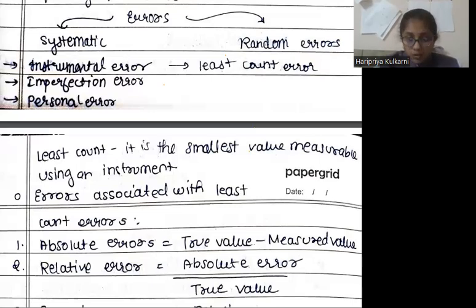What is least count? Least count is the smallest value measurable with an instrument, right? With a normal scale, the smallest value is 0.1 centimeters, right? The least count of our normal daily use scale is 0.1 centimeters, right? So the error with this least count is known as least count error.